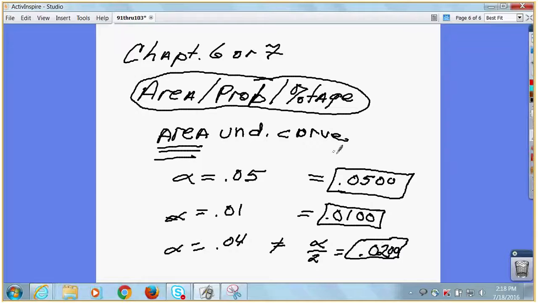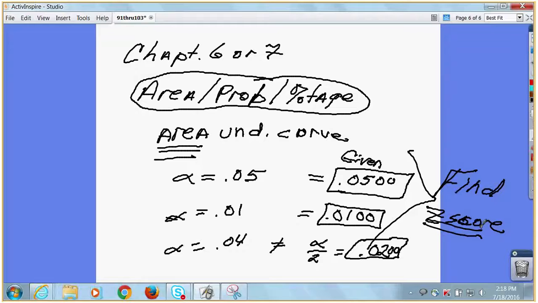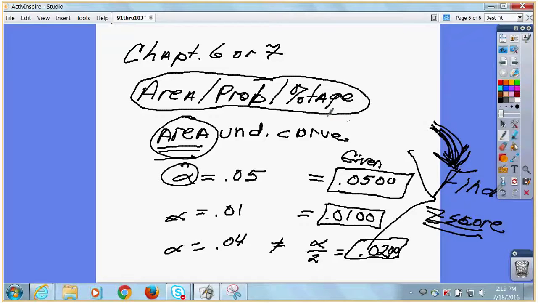So if you're given an area, which we are with alpha, that means we've got to find a what? A z-score. All right, so when you see area or you see alpha, chances are the thing that you've got to do next is find a z-score. Okay? Now, this is a kind of an introduction.